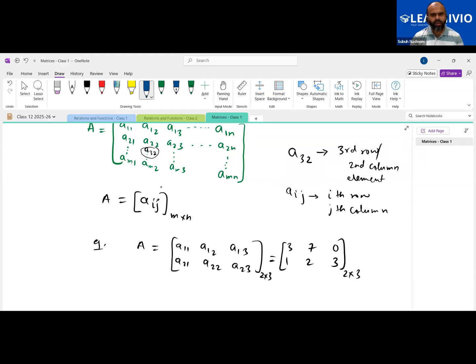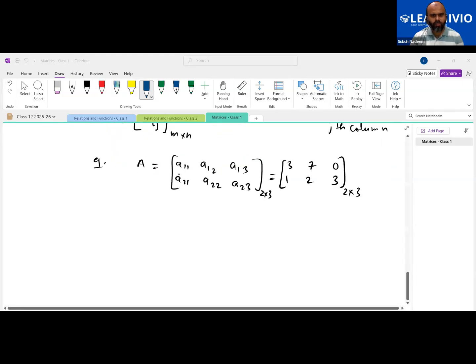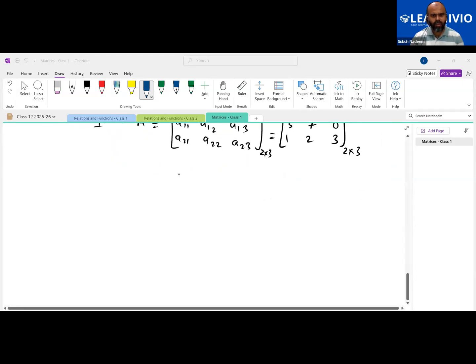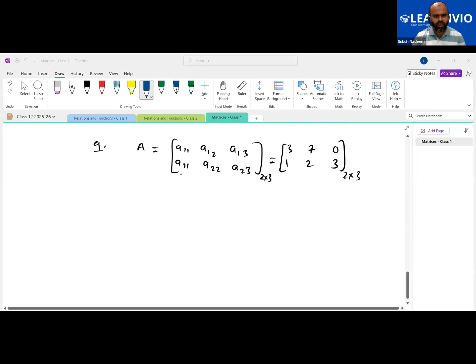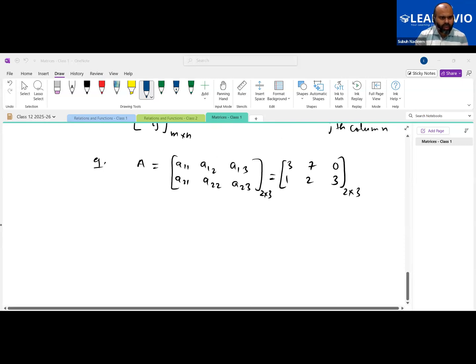So I hope you have written this. Okay. If you have not written, you can tell. Otherwise, we are proceeding further, right? So types of matrices we are talking about right now.